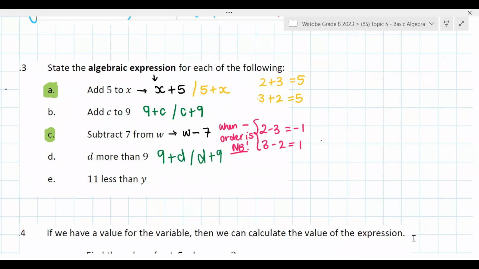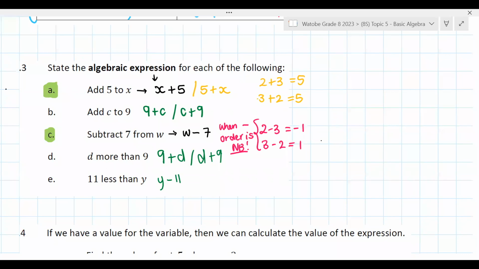Nice, well done. Okay, Luandle, do you want to help me with E? So at E, it says 11 less than Y. So I said it's equal to Y minus 11. Y minus 11. Yes. Excellent.